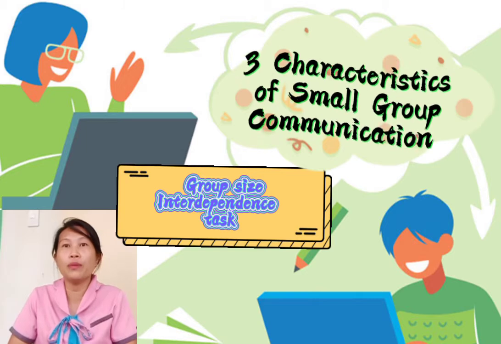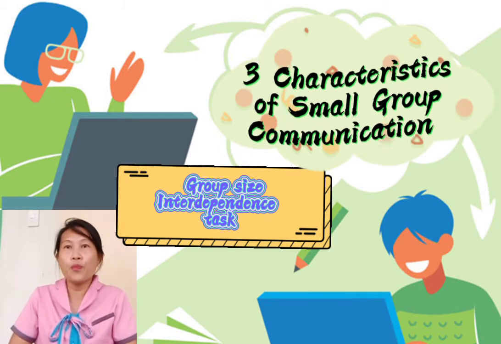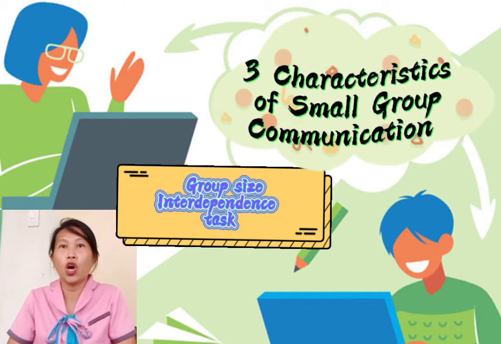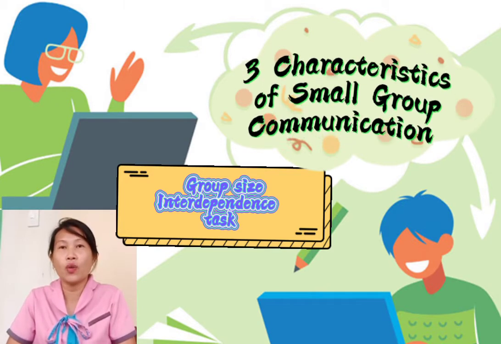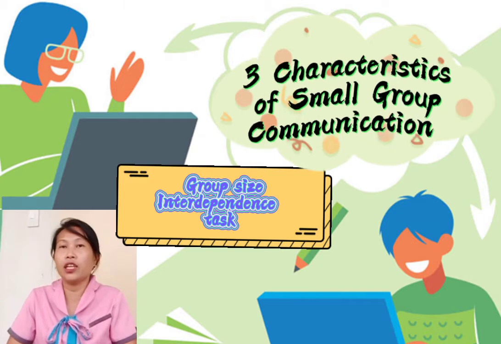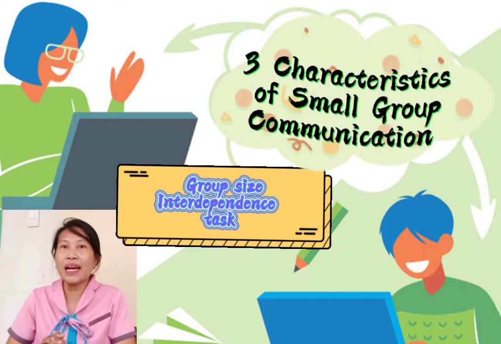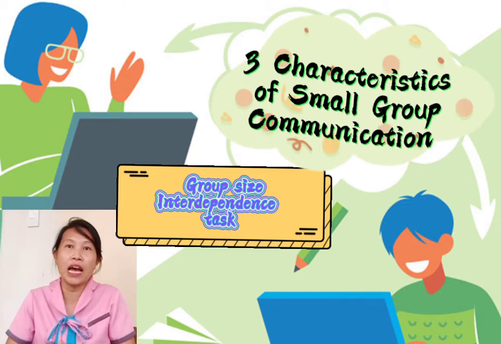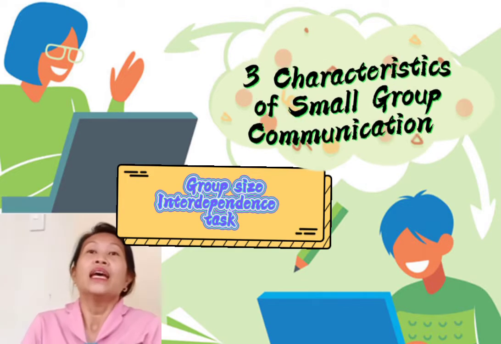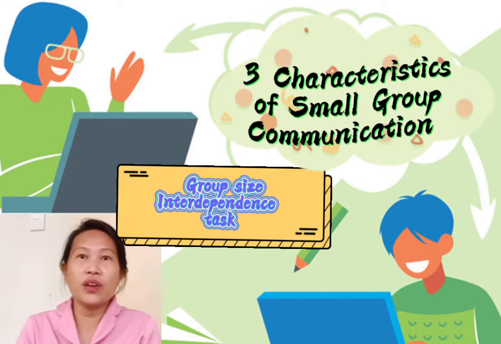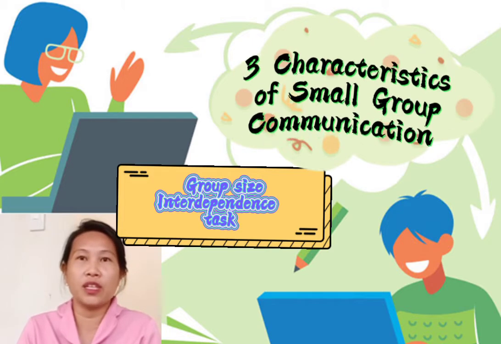Regardless of how many members a group comprises, it is important to consider that all members have an influence on each other. Number 2, interdependence. It is the process by which a change in one part affects the other parts. In a small group, interdependence occurs when members coordinate their efforts to accomplish their task.